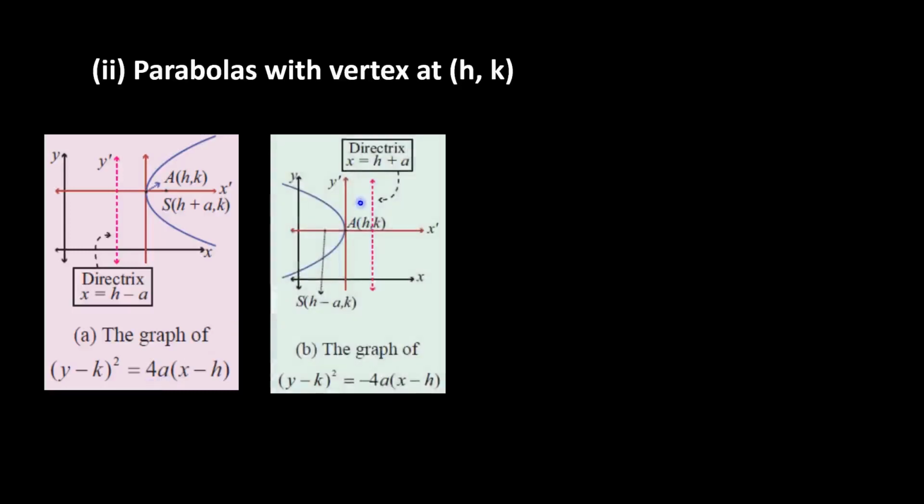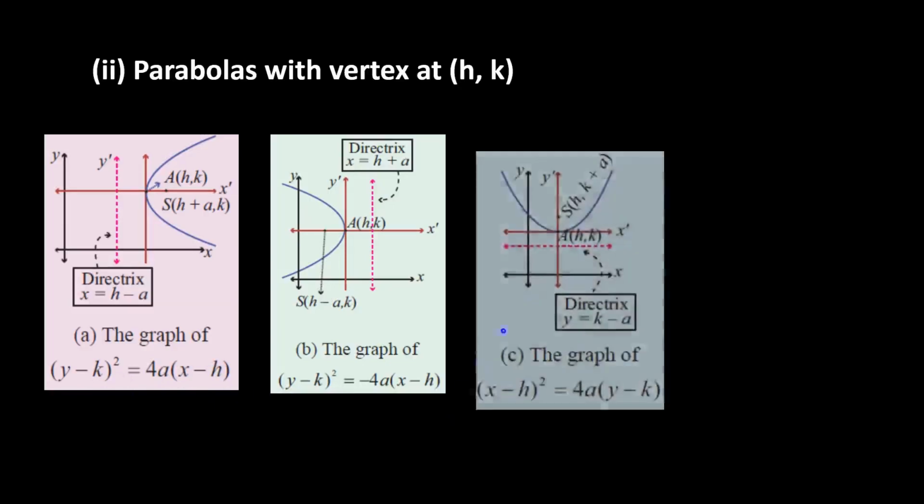Next one is open leftward. Here the directrix is x equal to h plus a. If this were at the origin, it would have been x equal to a, but here it is written as h plus a. So the equation of the graph is y minus k the whole square equal to minus 4a into x minus h, instead of minus 4ax. That is the main difference. Everywhere, we have to replace y square with y minus k the whole square, and x with x minus h.